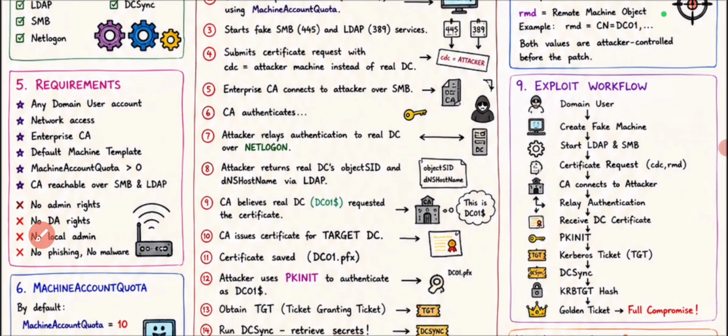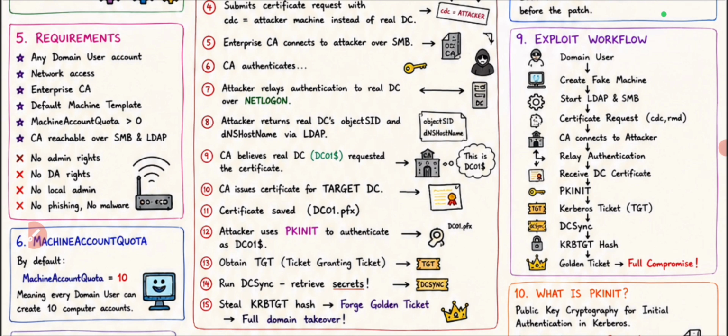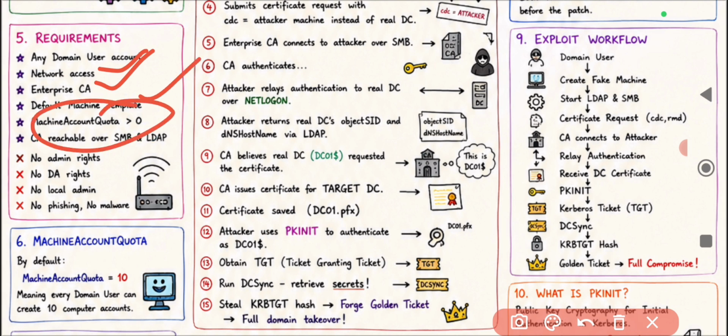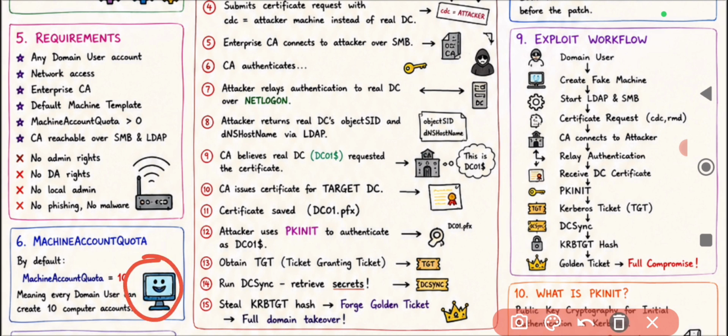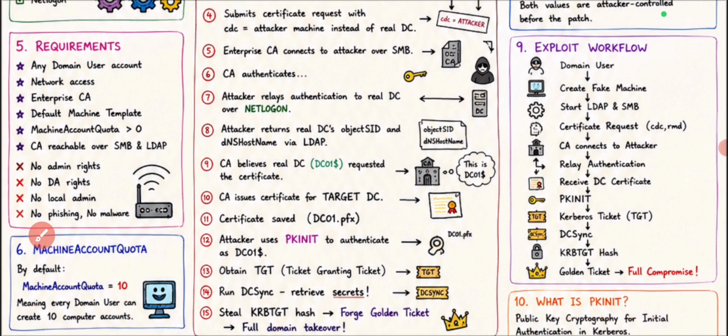Then the network requirements. Any domain user can be a victim of this. The requirements are network access, an enterprise CA, the default machine template, then a machine account quota greater than 0, and a CA reachable over SMB and LDAP. No admin rights, no DA rights, no local admin, no phishing or malware. By default the machine account quota is 10, meaning every domain user can create 10 computer accounts. Very crucial, we need to understand that.